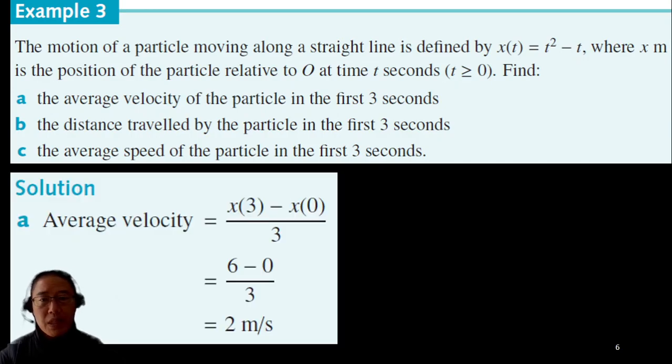All right, for the average velocity, it's the initial position to the position when t equals 3. So you determine the difference and you divide by the duration, which is 3 seconds, and that gives you your average velocity of 2 meters per second, which is a positive value, which is to the right.